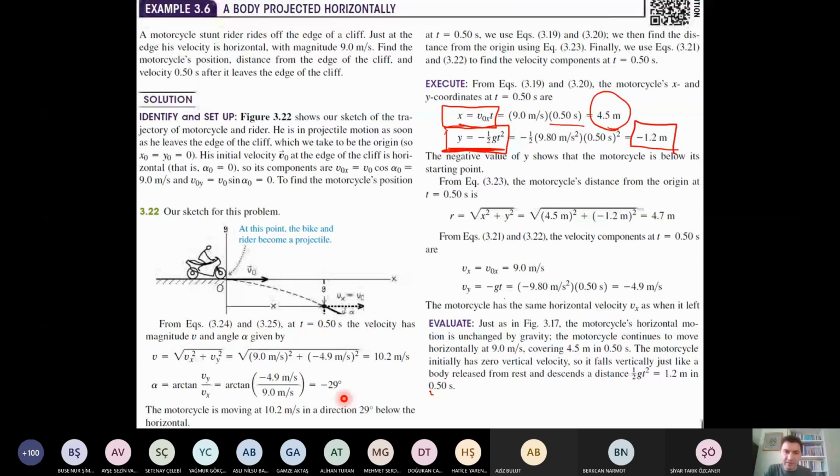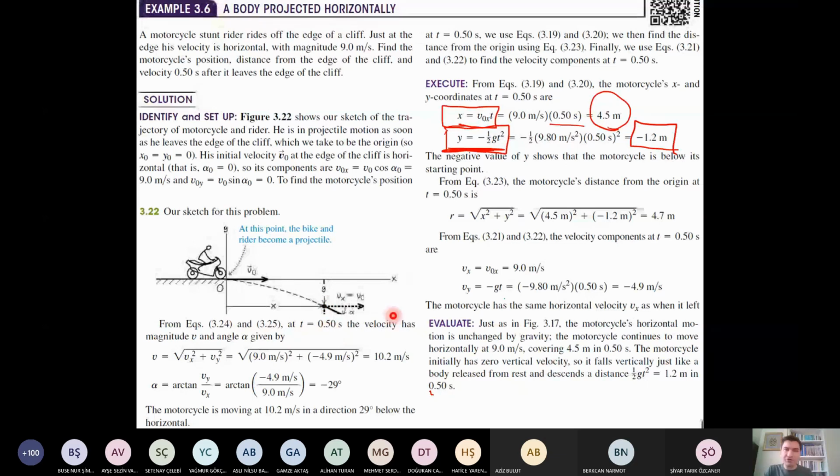What is the meaning of that? The positive alpha is from positive x to the vector here. If you are drawing the alpha from positive x to this side, it is negative. So everything is meaningful. So you have evaluated your solution.